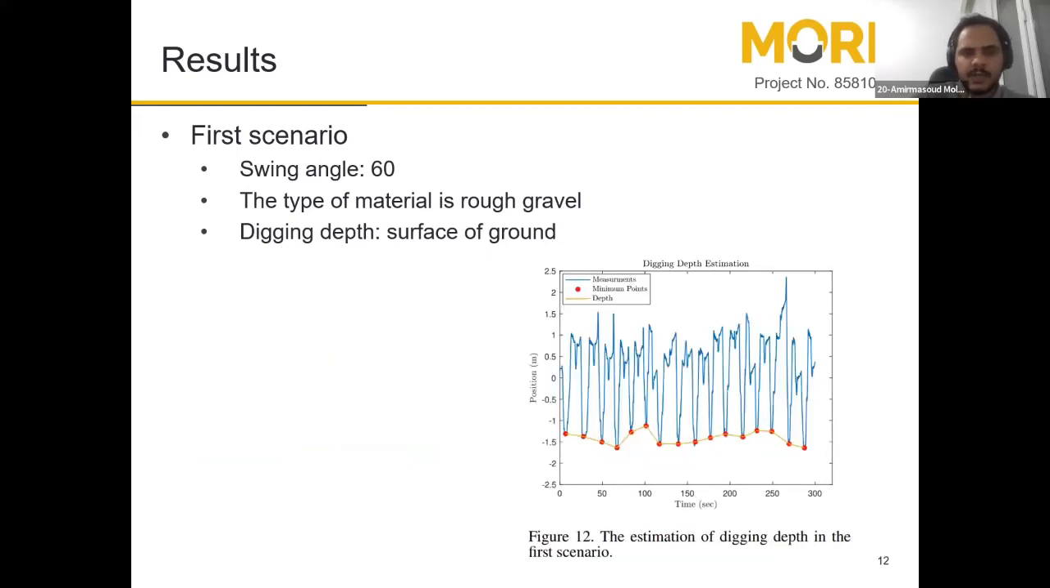In the first scenario, we also apply the digging depth estimation method. As you can see in the figure, there are a lot of local minimum points in our real data set, but the method can easily detect the correct digging depth by using the prominence value and the thresholding method.